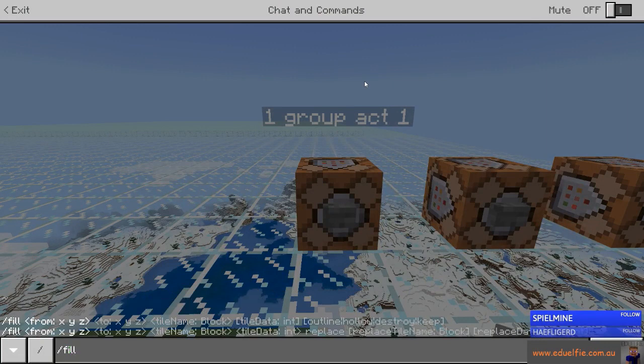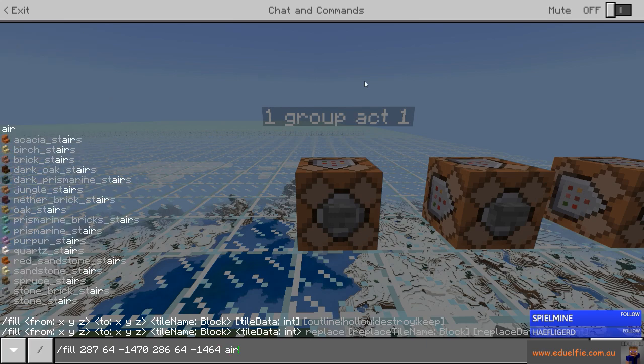I always find it easier to do it out here. 287, 64, negative 1470. 287, 64, negative 1464 or air.